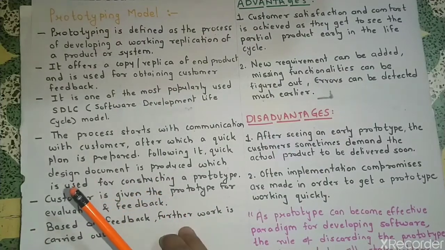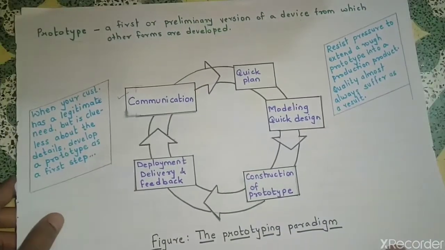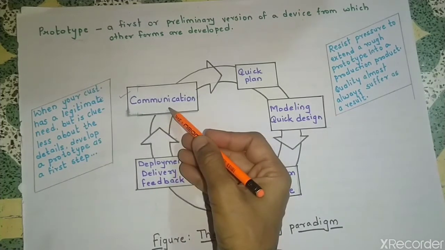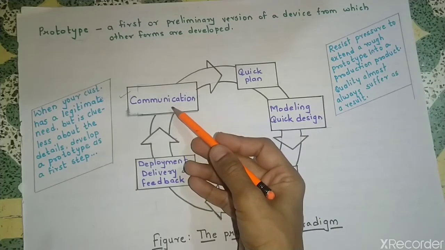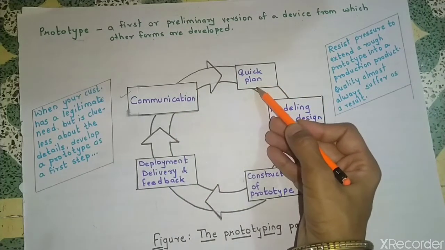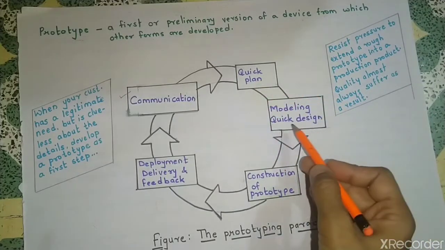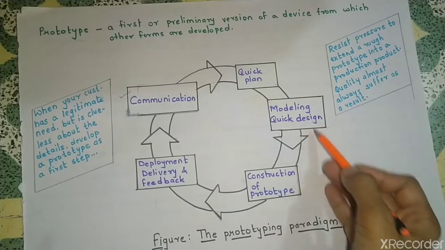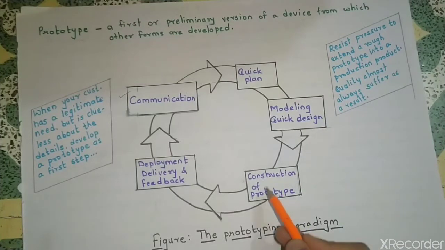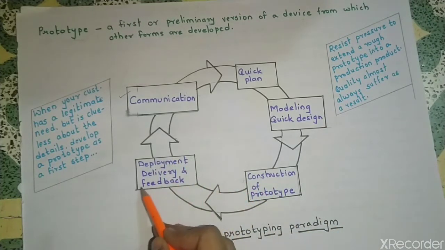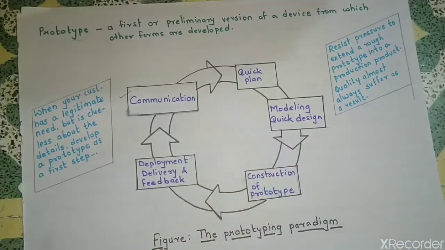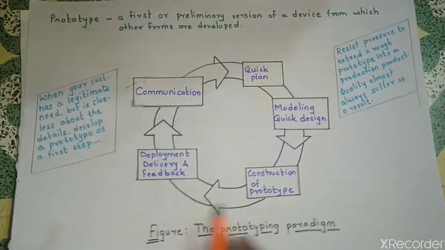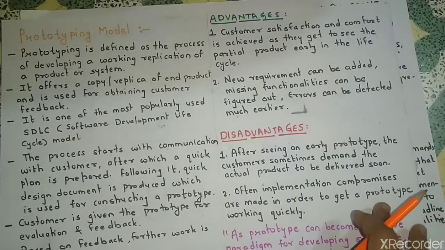So how it starts, we will understand with the help of a diagram. It begins with communication with the customer. After communicating, if we understand that requirements are not that clear, we are going to develop a quick plan according to what we have understood. A quick design document is prepared. From that, a prototype is constructed. Now this prototype is given to the customer for getting the feedback. After getting the feedback, we start the cycle again so as to get more and more details about it. Okay. So what are the advantages and disadvantages?